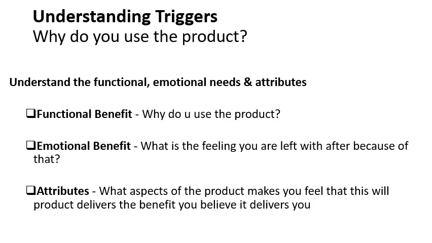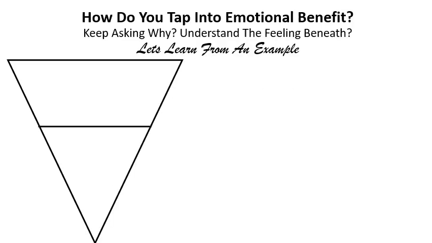And along with that, when you understand trigger, you must also understand what we call attributes, because the product features also help reinforce and make the consumer believe that the functional benefit that the consumer is seeking from that category is really being delivered. I will give you some examples for you to understand that better. But before I go to the example of functional need, emotional need, and attributes, I just want to spend 5 seconds on how to tap into emotional benefit. As I said, the technique is very simple. Sometimes we believe that marketing is very complex.